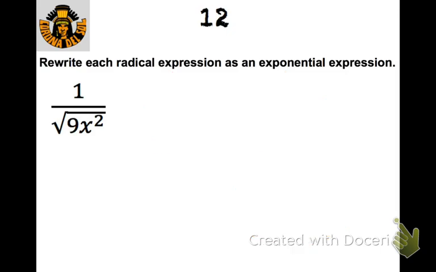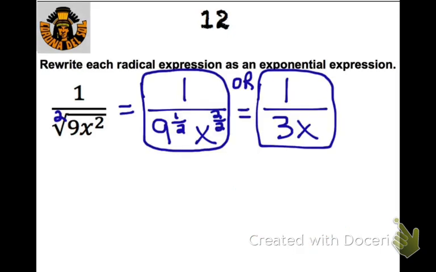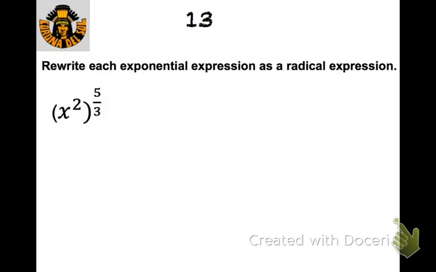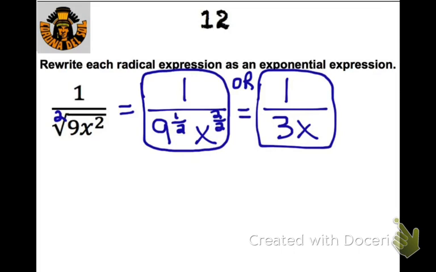So there's another look at it. You can change the 9 so that it's 9 to the 1/2, x to the 2/2, and then simplify it a little bit there as well. So I just kind of went a different route, but of course you get the same answer.